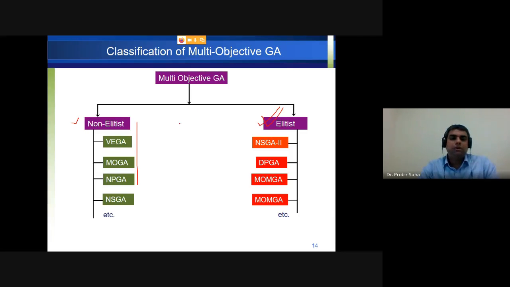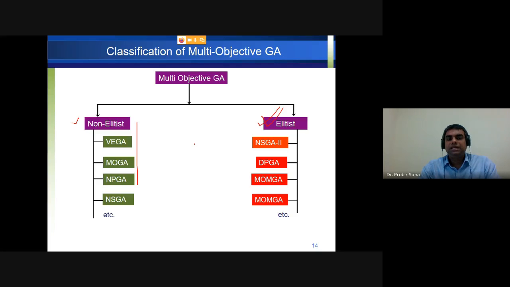Now, what do you mean by non-elitist and elitist? First of all, I can assume that the audience has at least some knowledge of single objective genetic algorithm, right? This is important, because I may not go into details of single objective GA. I shall strictly move into multi-objective GA, but I can brief a little bit.